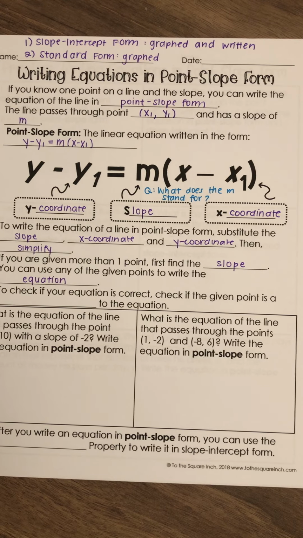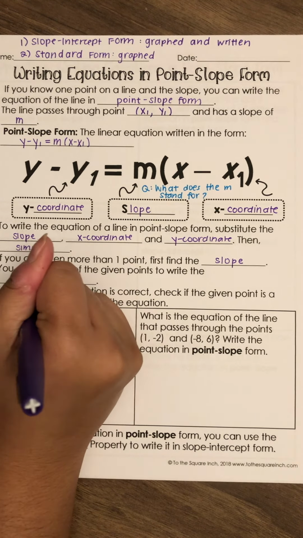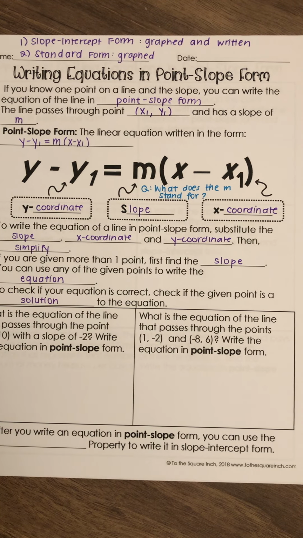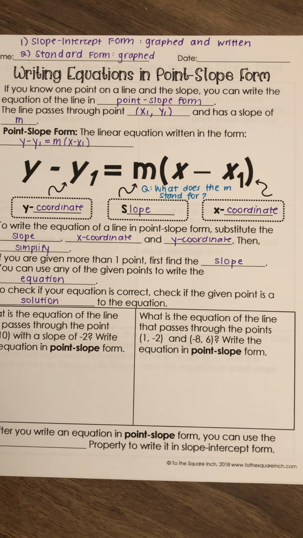And to check if your equation is correct, check if the given point is a solution to the equation. Meaning if you plugged in the numbers of that point, it would give you a true statement at the end, meaning it is a solution to the equation. So let's go ahead and practice these ideas. So what is the equation of the line that passes through the point -5, 10 with a slope of -2? Write the equation in point slope form.